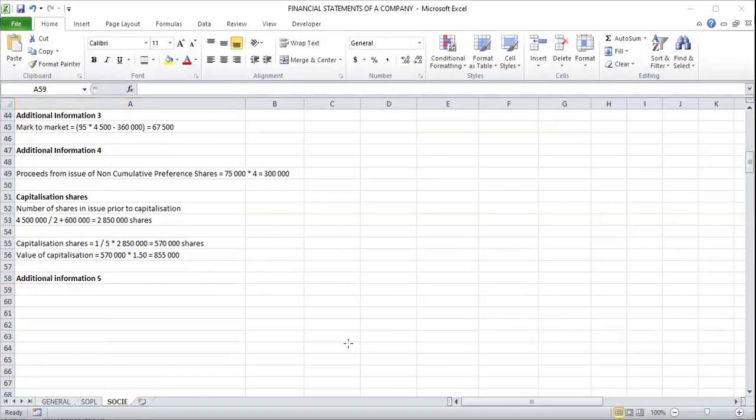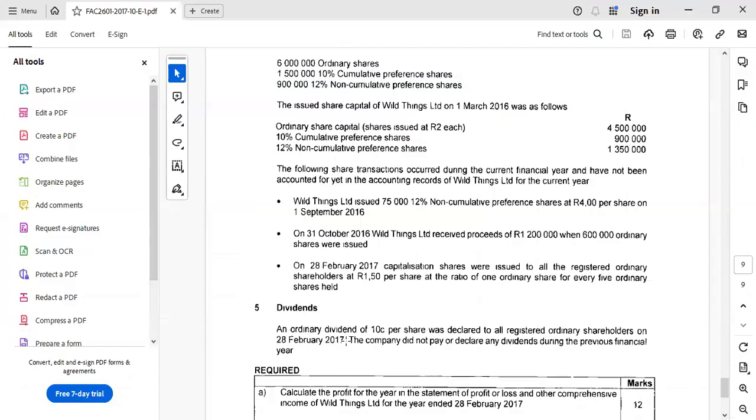An ordinary dividend of 10 cents per share was declared to all registered ordinary shareholders on 28 February 2017. So including those, the bonus issue, because it was already issued. The company did not pay or declare any dividends during the previous financial year. Right. One thing that we should know is ordinary shareholders and non-cumulative preference shareholders. If they didn't receive a dividend last year, that dividend is gone. They will not receive it again.